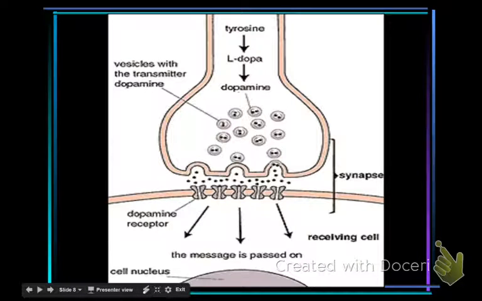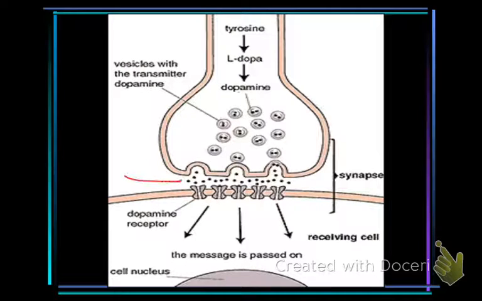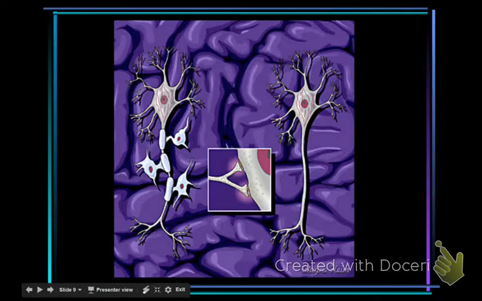Here's another picture of a dopamine neurotransmitter. So when you take drugs, ladies and gentlemen, drugs that affect your nervous system interfere with the neurotransmitters. They either block them, make them, inhibit them, or act like the neurotransmitters, exciting your nervous system. So we'll skip that page.